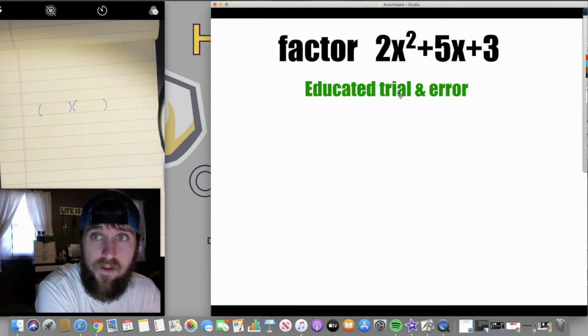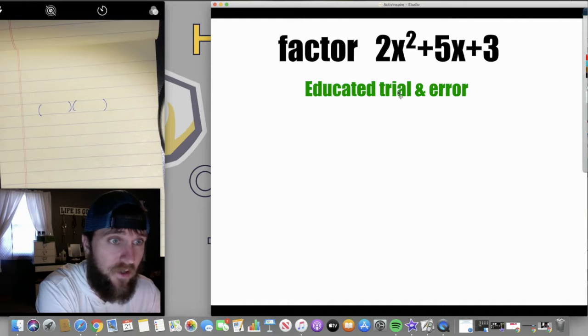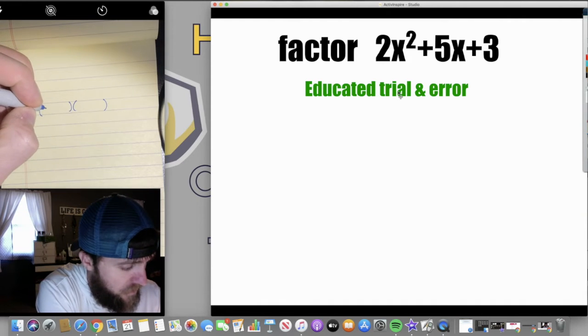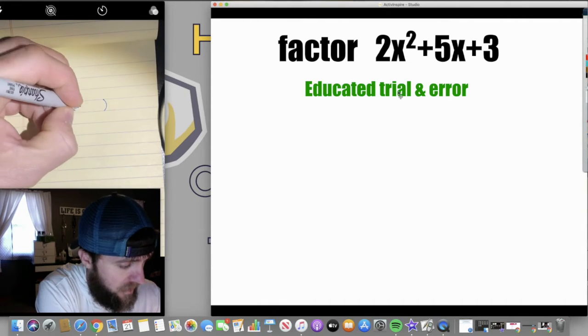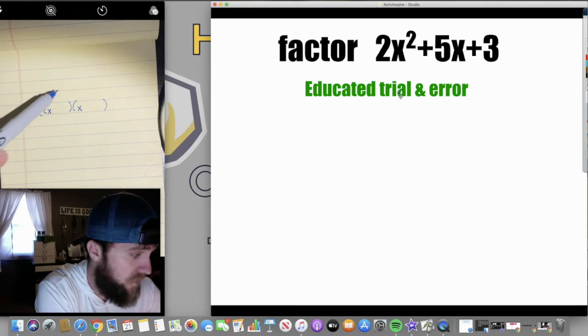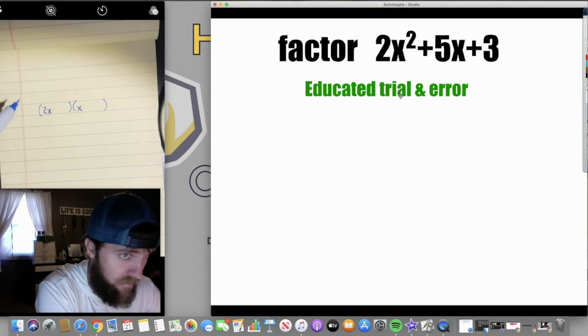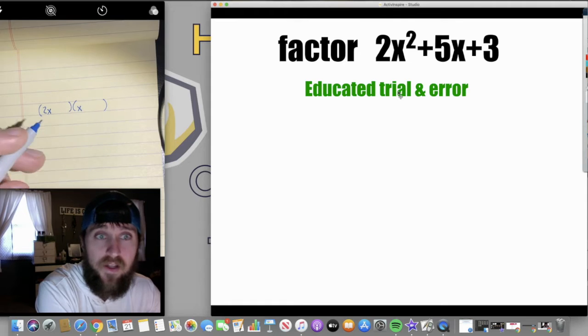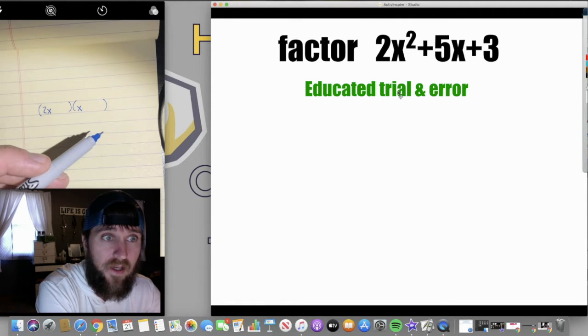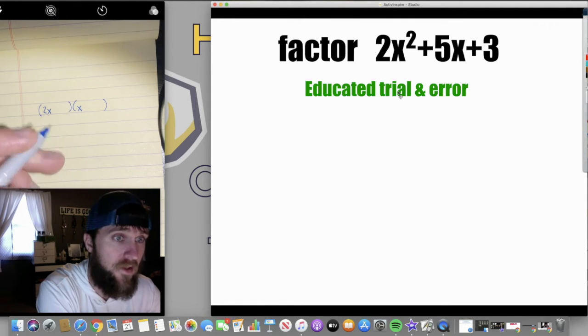Now put in what you know. You can either start with the a value or you can start with the c value. I'm going to start with the a value. It is 2x squared. So the only way to get 2x squared is to have a 2x and a 1x, which is going to give us 2x squared, or a 1x and a 2x. The next part, we look at the c value. C value is 3. How can we get 3? 3 is either a 1 and 3 or a 3 and 1.